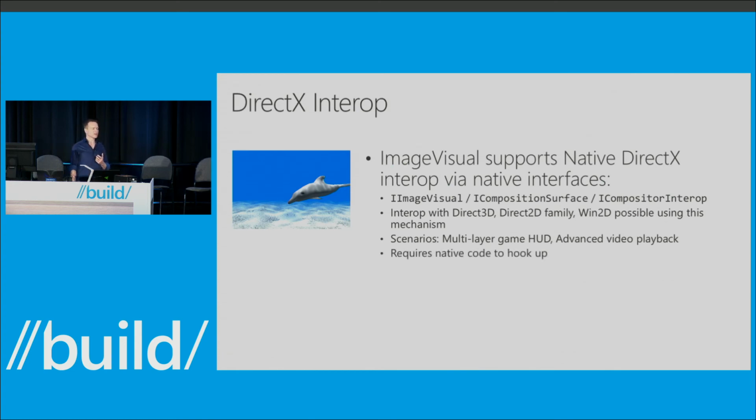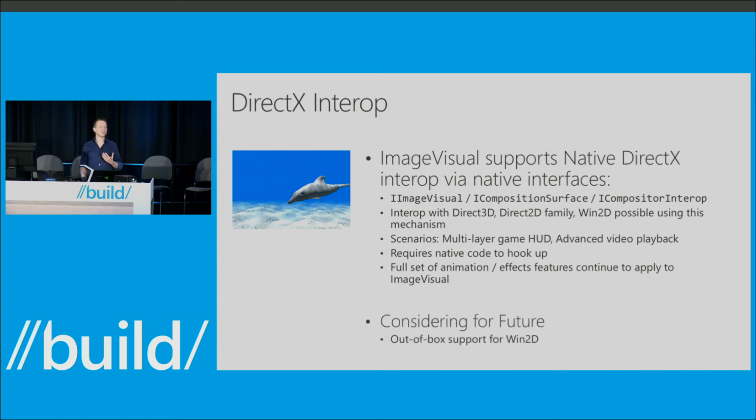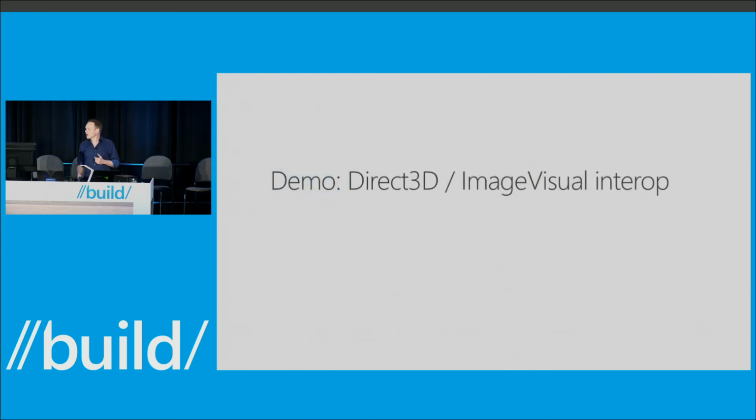It does require a little bit of native code to hook up, but the power that you get from this is once you bind the D3D or the D2D content into your tree, you can then continue to use animations and effects from the composition layer on those objects. One of the things from the future that we're looking at is how do we do native support for Win2D. I will show you a demo of that today, so if you want to combine Win2D immediate mode rendering with composition, you can. And let's do another demo. Gosh, lots of demos. Switch back to the demo machine.